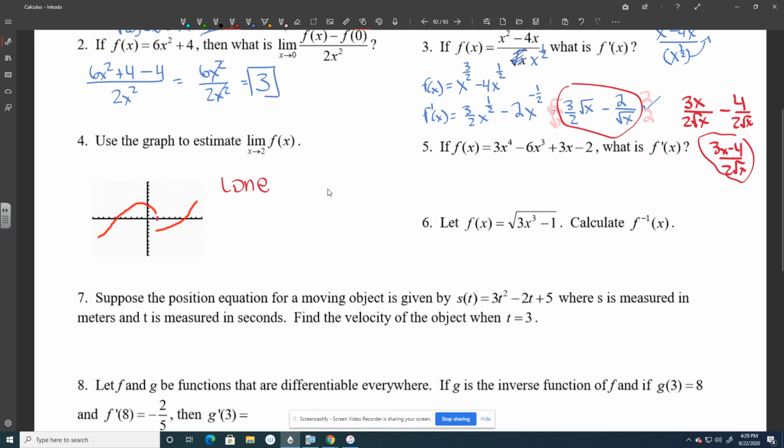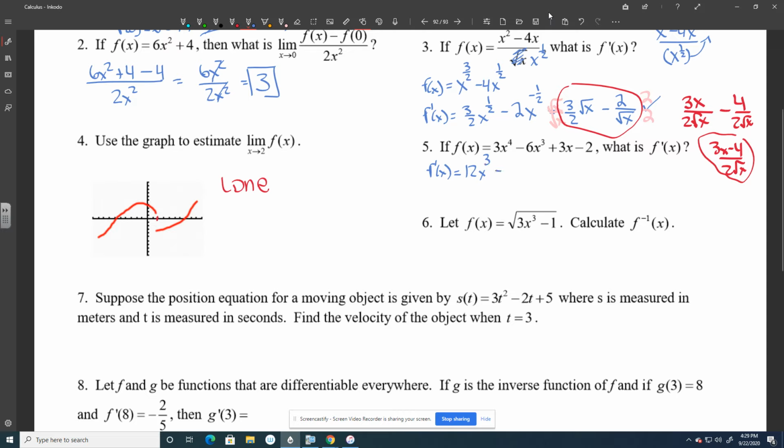All right. Number 5, if f of x is equal to 3x to the 4th minus 6x cubed plus 3x minus 2, what is f prime of x? So f prime of x is equal to 12. Whoops, I almost wrote 4. I've got to drop the 4 down and get 12x to the 3rd power.